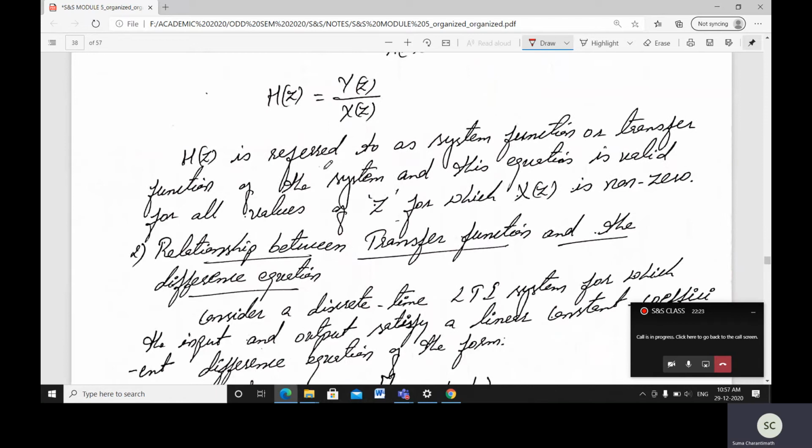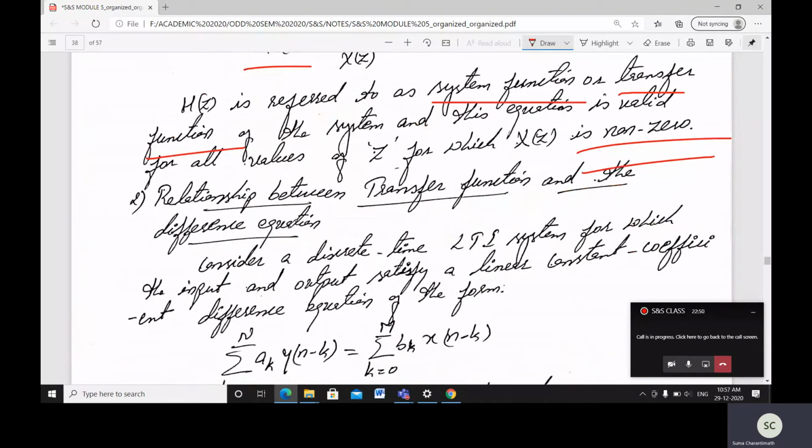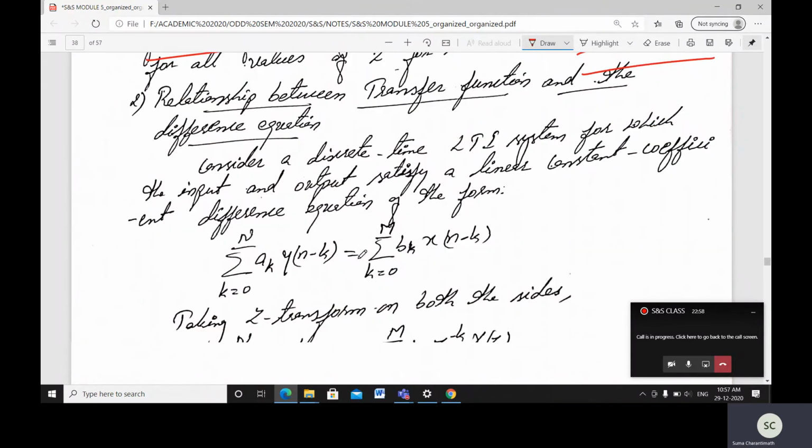Then H of z is referred to as the system function. We call H of z the system function, or else the transfer function. Keep in mind that we call H of z the system function or the transfer function of the system, and this equation is valid for the z for which the values are non-zero. Second is the relationship between the transfer function and the difference equation.